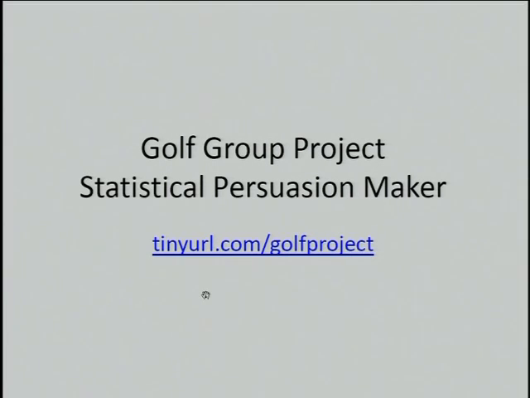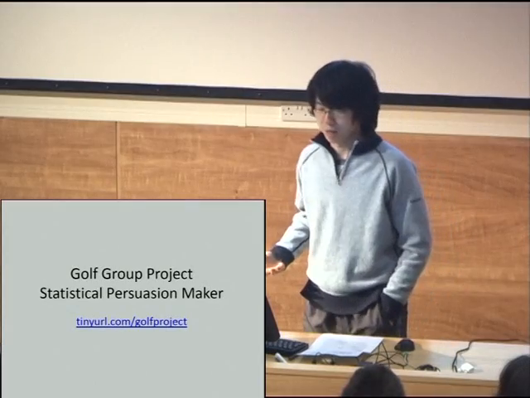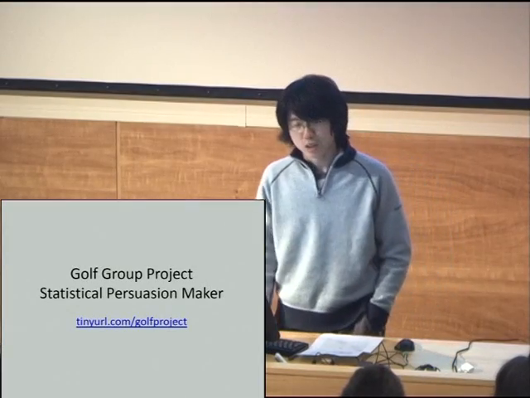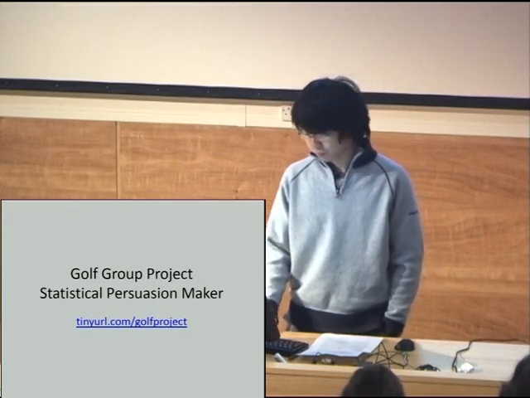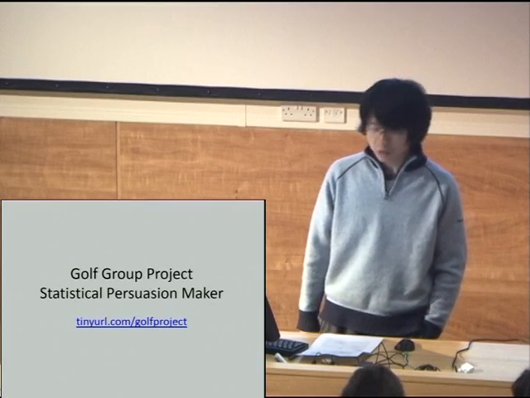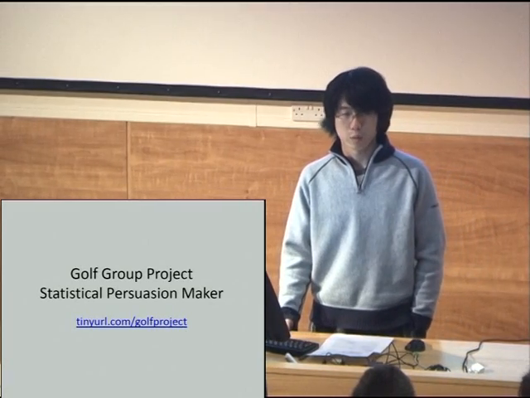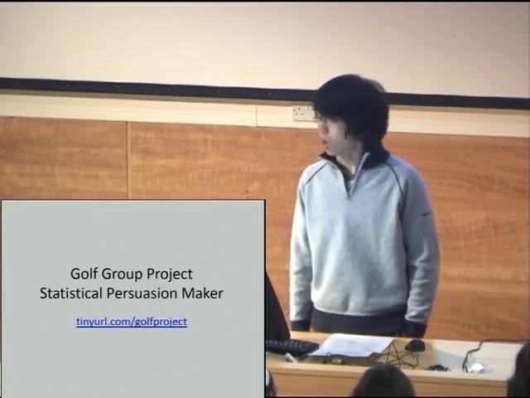Our group is the Golf group, and we are here to present a statistical decision-making helper, basically. As you may be aware, the internet is a gigantic database. It's constantly expanding, and there are statistical data on it which may be particularly valuable to certain people, and they're always available.